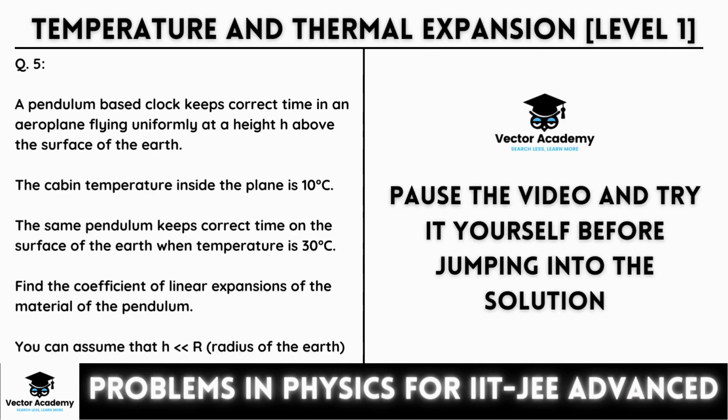Question 5. A pendulum-based clock keeps correct time in an aeroplane flying uniformly at a height h above the surface of the Earth. The cabin temperature inside the plane is 10 degrees Celsius. The same pendulum keeps correct time on the surface of the Earth when temperature is 30 degrees Celsius. Find the coefficient of linear expansion of the material of the pendulum. You can assume that h is much less than r, radius of the Earth.